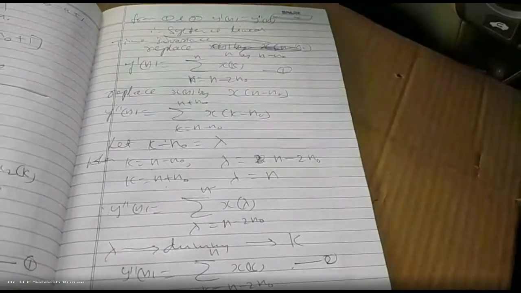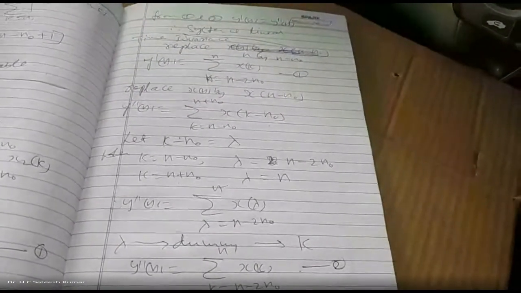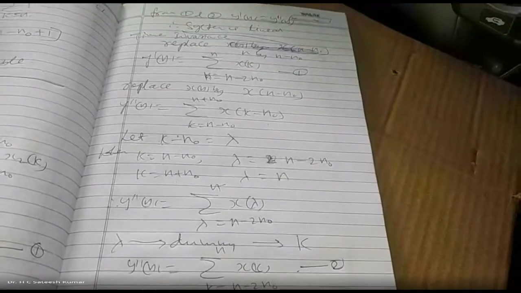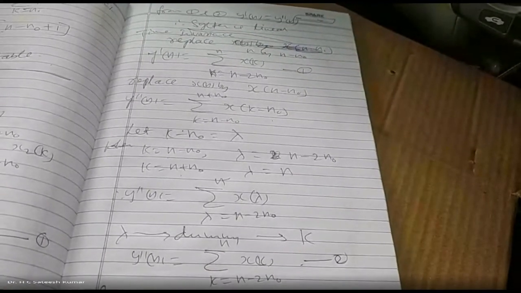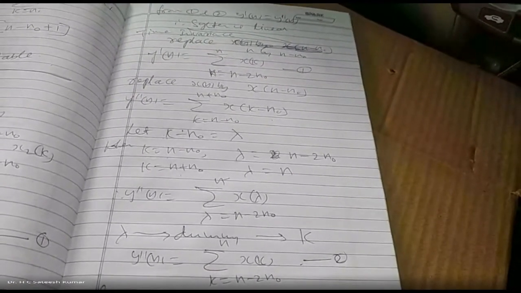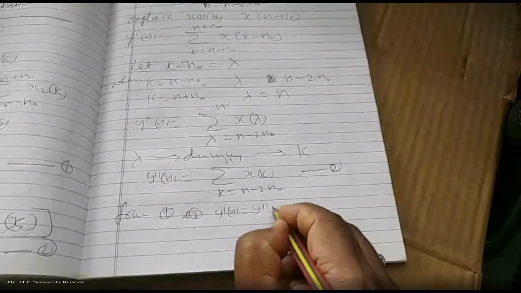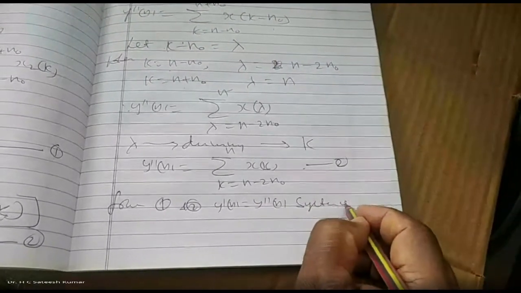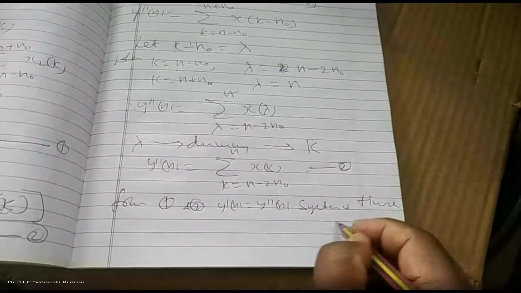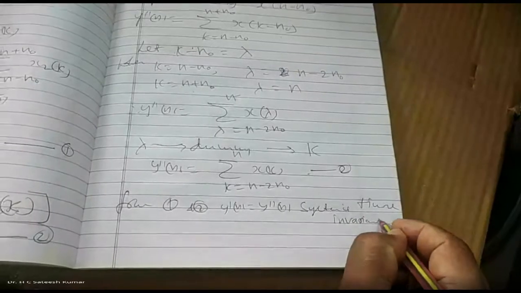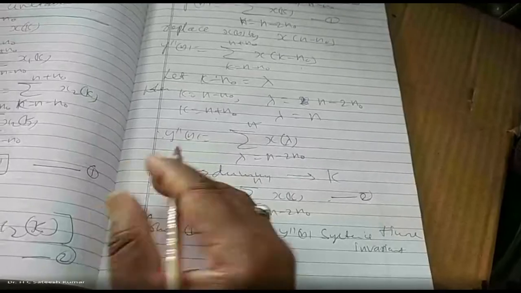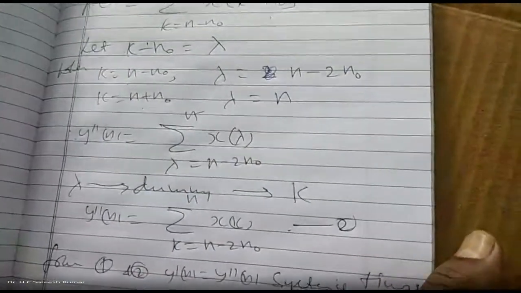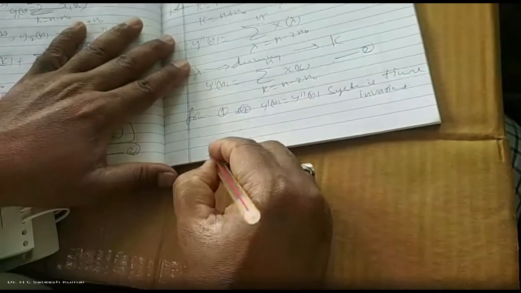So that's why I said you should simplify it. You compare with the previous problem. The same kind of problem is having a different result. From 1 and 2, you can say that y dash of n is equal to y double dash of n. System is time invariant. Next, causality.